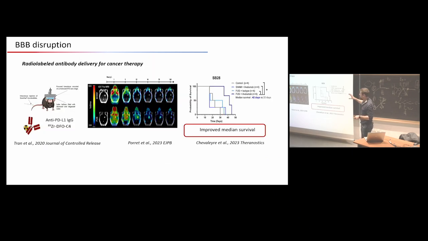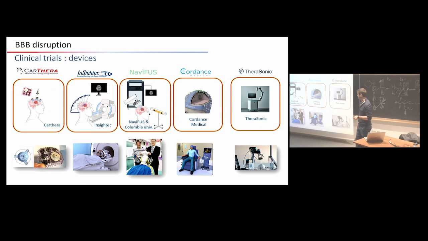We can also use PET imaging just to quantify the delivery of our drugs. For example, here we use a radiolabeled antibody, and we showed that we were able to deliver this antibody into our tumors thanks to ultrasound. That's this line. And we showed that we improved the median survival of our animals using that.